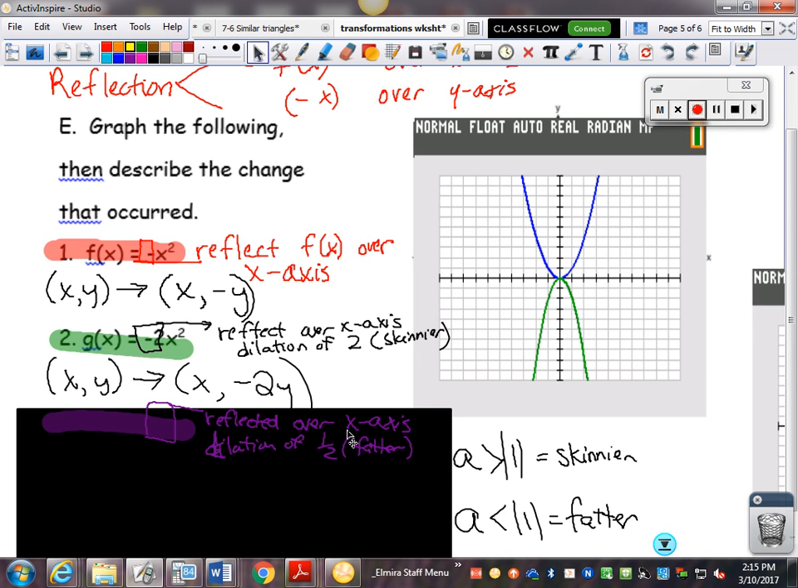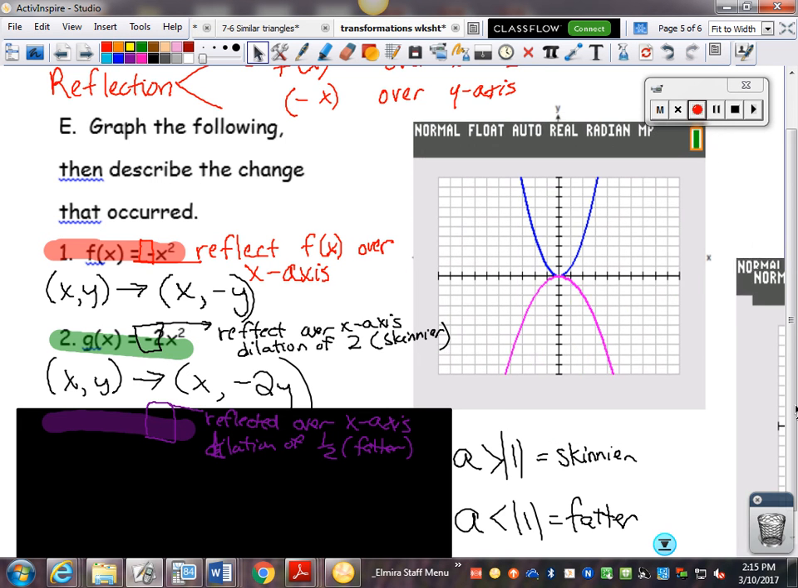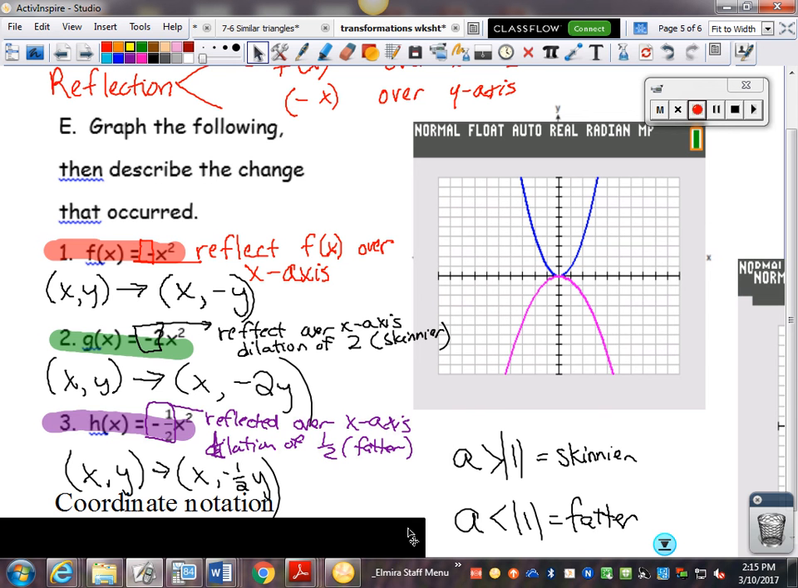Okay, so we can see in the next one, what does a half do? Well, if 2 made it skinnier, a half makes it wider. So the negative flipped it over and the half made it wider. Okay?